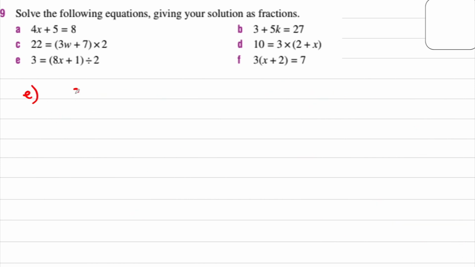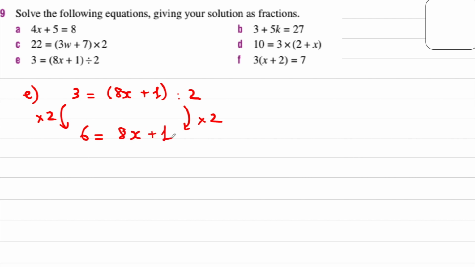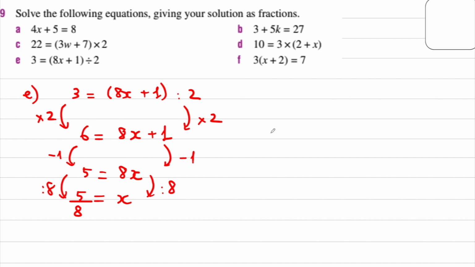Here is question E. 3 equals 8 plus 1, divided by 2. So the first operation is multiply by 2. Here is 6, 8 plus 1, and minus 1 in here. Minus 1. This is 5. This is 8. And then it will be 5 divided by 8. Divide by 8 now. Okay. And the next one you got question F.